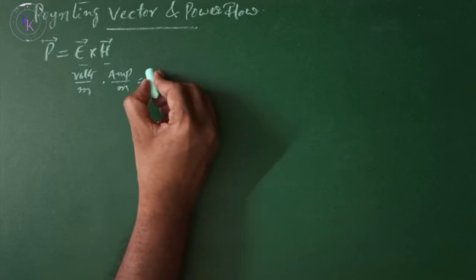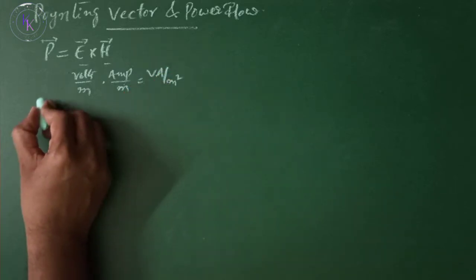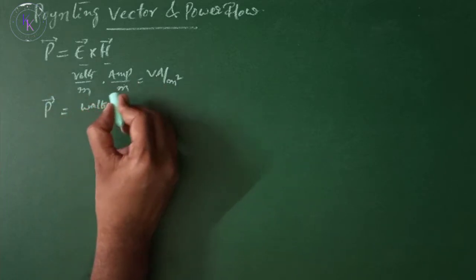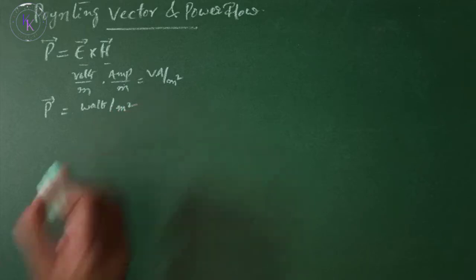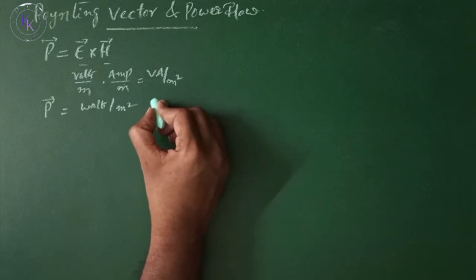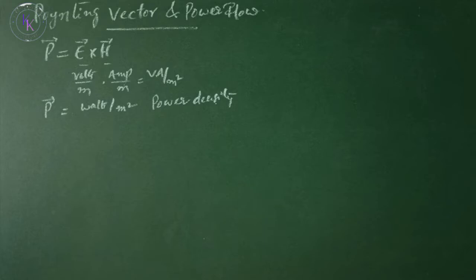This is nothing but volt-amp per meter square. So the units for P are volt-amp, which is nothing but watts per meter square. So watts per meter square represents power per unit surface area, or power density. So these are the units for power density. Hence the Poynting vector is in the nature of power density.